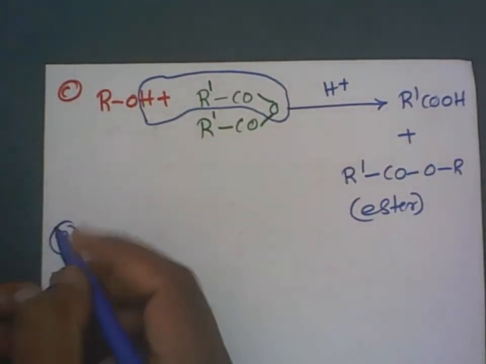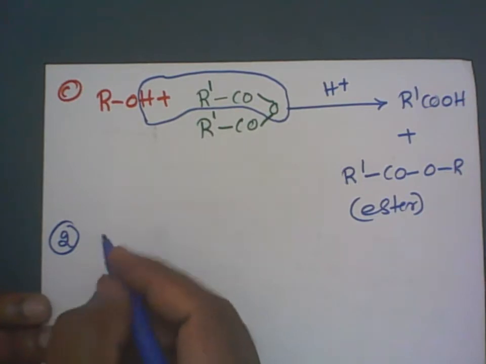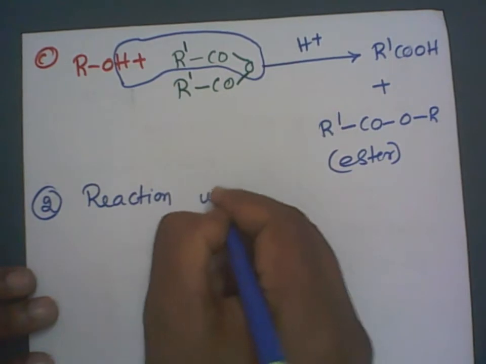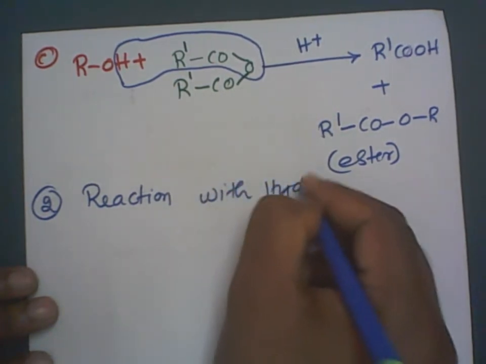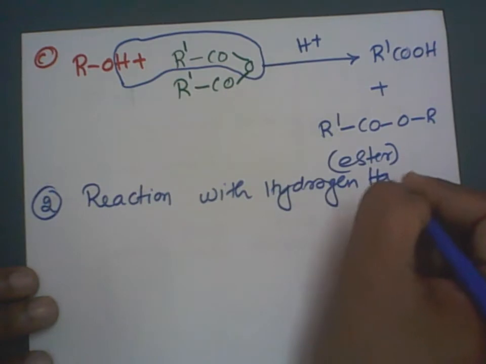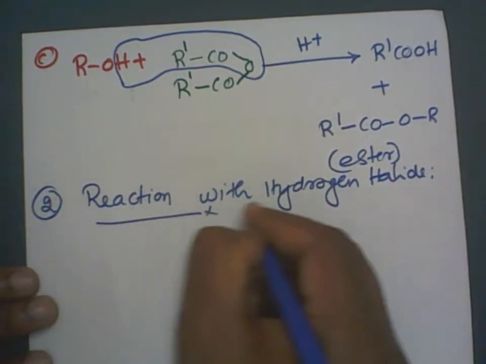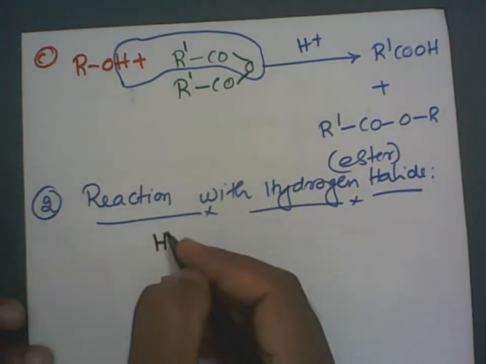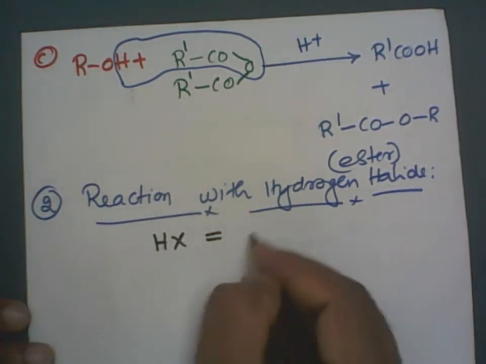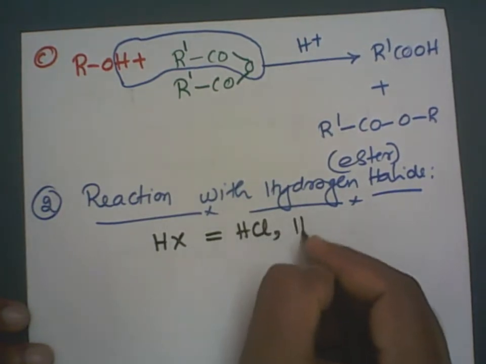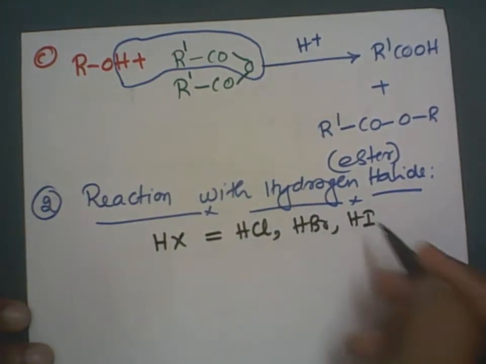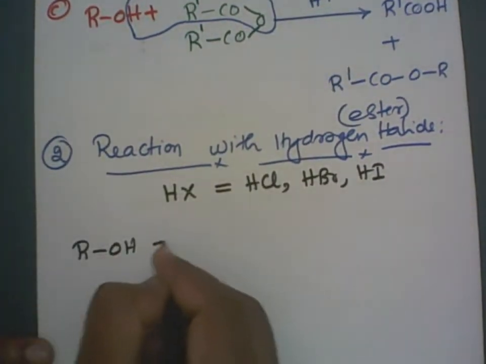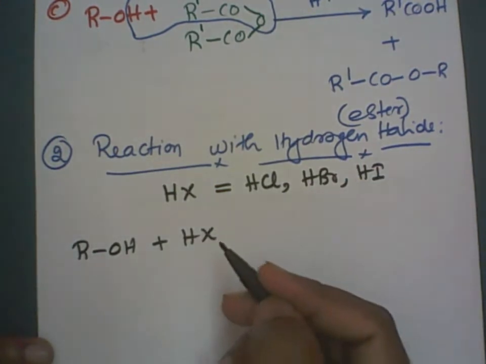Second reaction under alcohol is reaction with the hydrogen halide. Clear? Now, hydrogen halide is HX. X is nothing but halogen. It can be hydrochloric acid, hydrobromic acid, or hydroiodic acid. Reaction is very simple. Alcohol ROH reacts with the hydrogen halide, any of these acids.